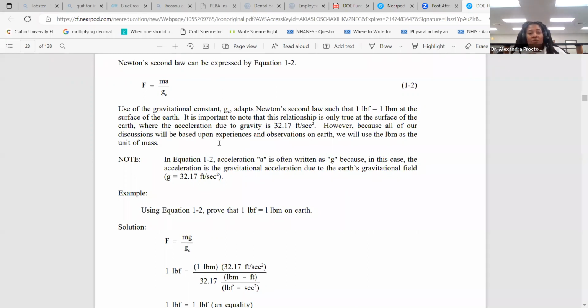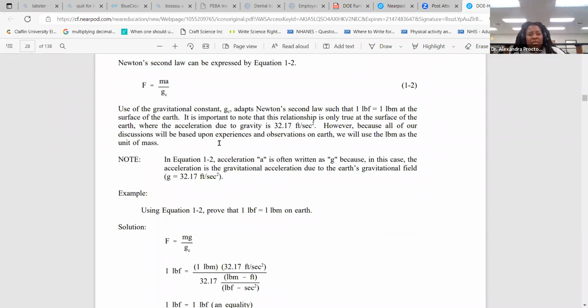So using the gravitational constant GC, it adapts to Newton's second law, such that 1 pound force is equal to 1 pound mass on the Earth's surface. All right, so they're giving you a conversion factor here. So a pound force is the same as a pound mass on the surface of the Earth. And they give you a condition as to why they can give you that conversion factor.